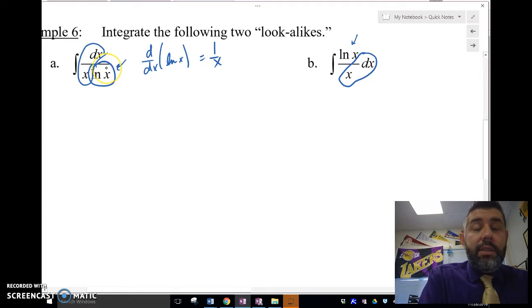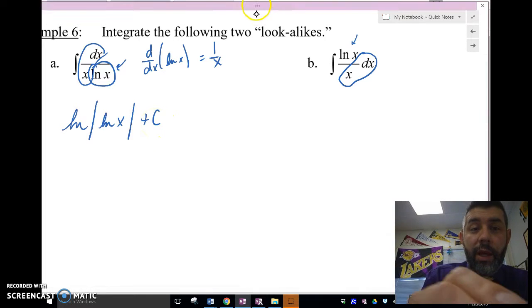If the ln is in the denominator, the whole thing becomes that, and we have a reverse chain rule. That's our hook. Since it's in the denominator, we're going to have ln of what was in there, which was ln of x, plus c. Now that's a quick way to do it.